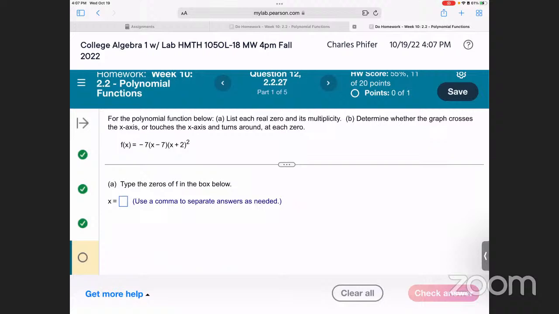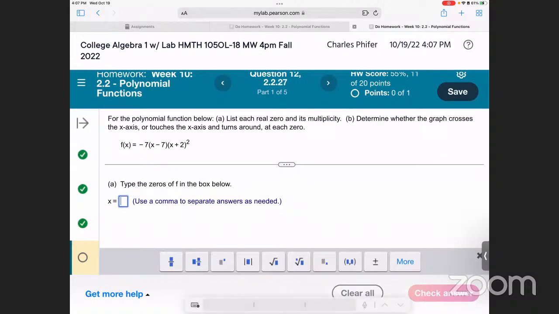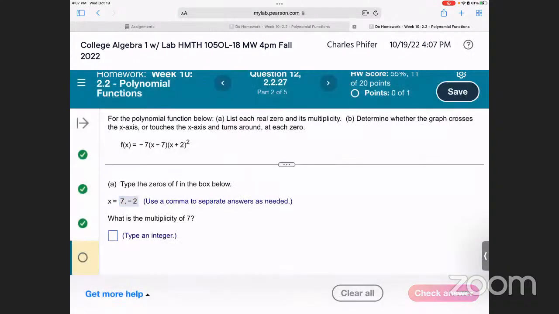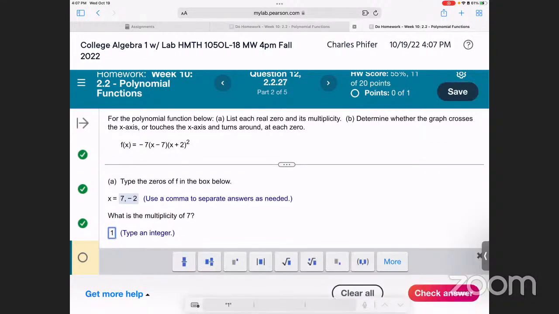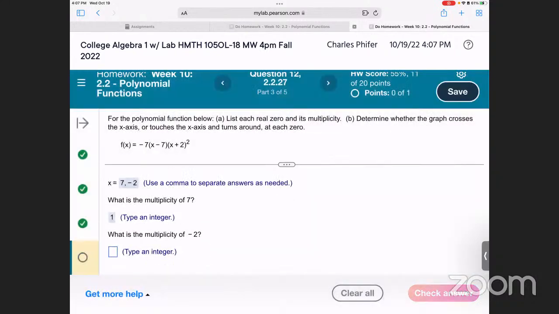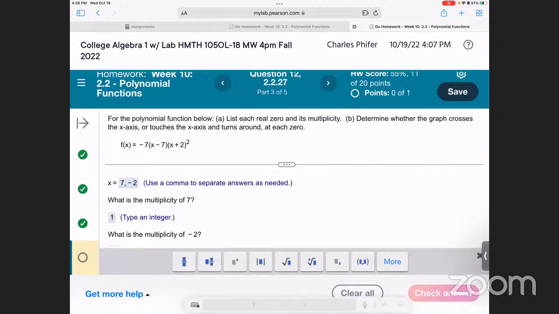So to write the zeros of this, we're fortunate because it's already in factored form, so you can just look at it and get the zeros. The zeros end up being 7 and -2. The multiplicity of 7 is the power on that binomial factor. The power there is an implied 1, so the multiplicity is 1. But the multiplicity on -2 is 2 because the power is 2.